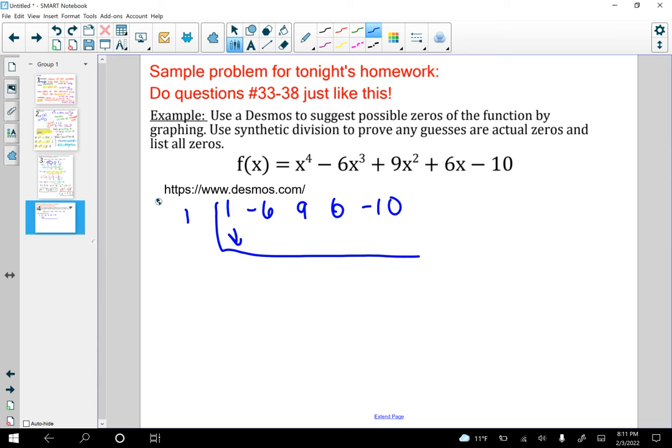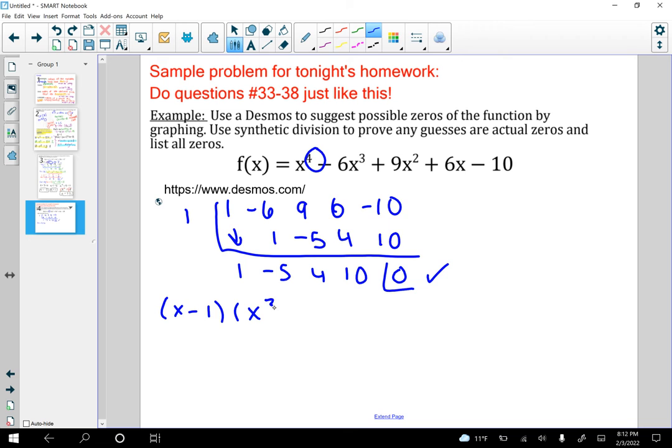So again, bring down the 1, multiply on the outside, add on the inside. And bingo, the synthetic division checks out. It is a 0. Okay, so just like the last one, that means x minus 1 is a factor. And this started off degree 4, so this is going to bring it down to degree 3 when I divide out that linear polynomial.